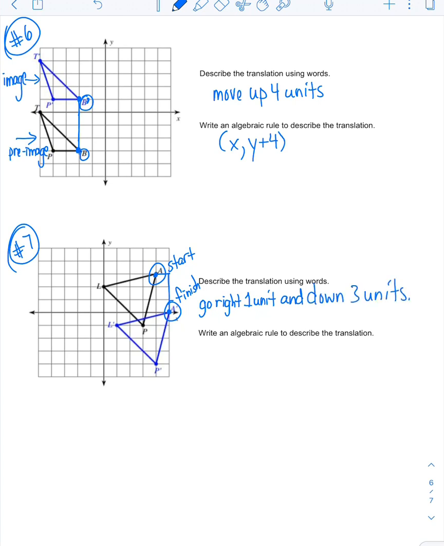Now let's write that algebraically. So technically you're supposed to write it like this. You go from x, y to, well, I went right 1 unit, so that's x plus 1, and down 3 units, so that's y minus 3.